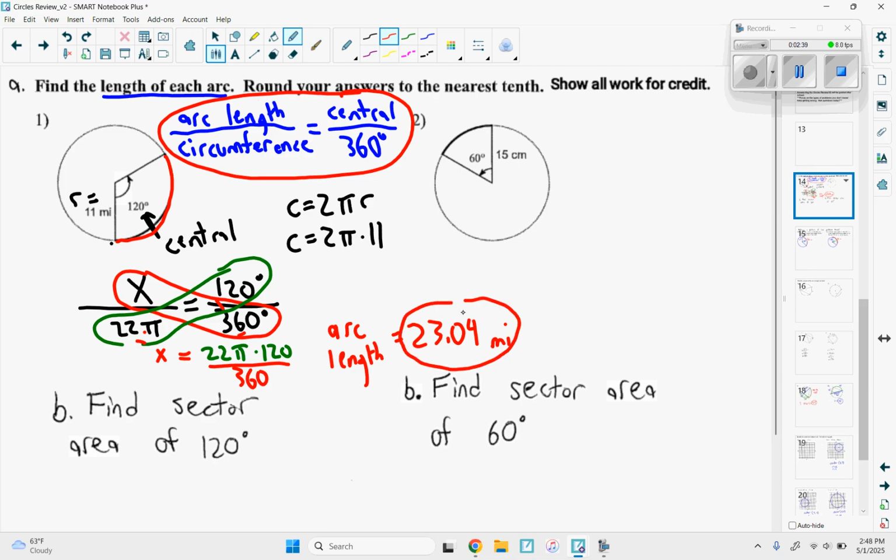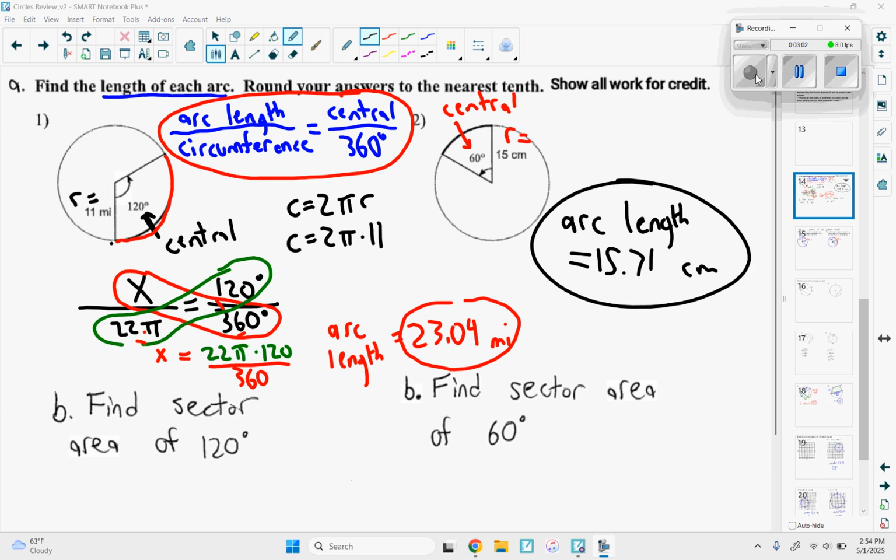All right. Go ahead and try number 2A. Again, we're given the radius. We're given the central angle. You're going to make your proportion. Go ahead and try that on your own. You can pause the video. I'm going to show the answer for that one. All right, so the answer for number 2 is here. Double check how you got that. And again, you'd set up a proportion just like we did on number 1.